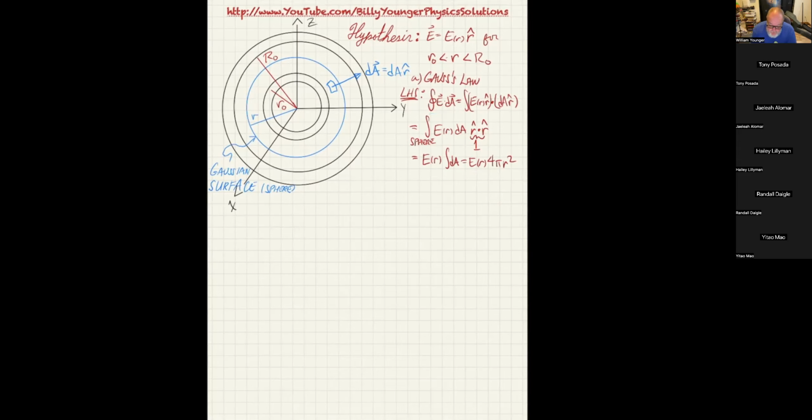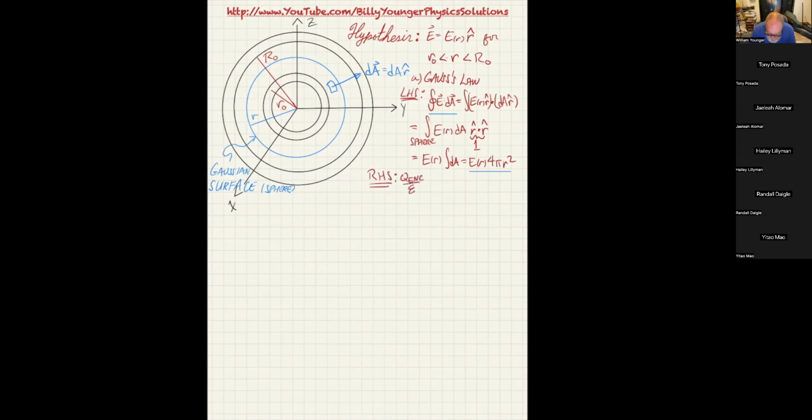The left-hand side of Gauss's law should always turn out to be electric field magnitude times an area. And that's what we got here, so we're feeling pretty good about it. Now, because of the way this is set up, I've got the sphere sitting at a radius r that's bigger than r0 but smaller than big R0. So I know the right-hand side, which is Q enclosed over epsilon naught.